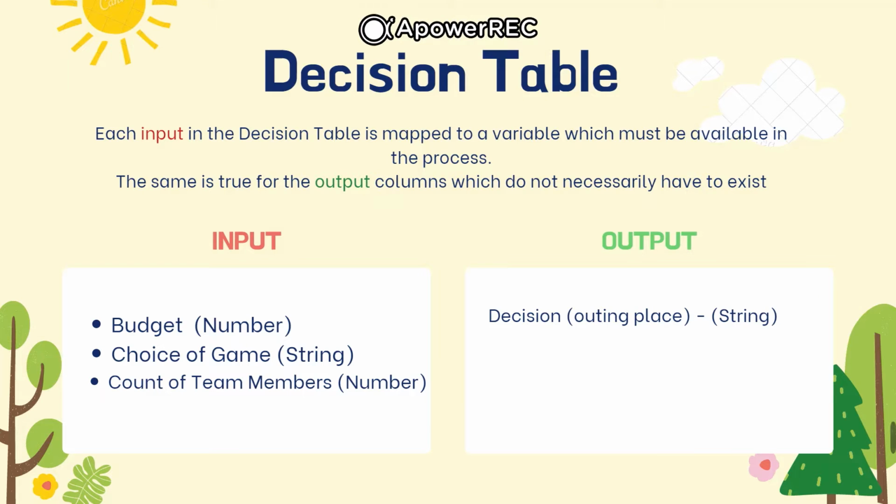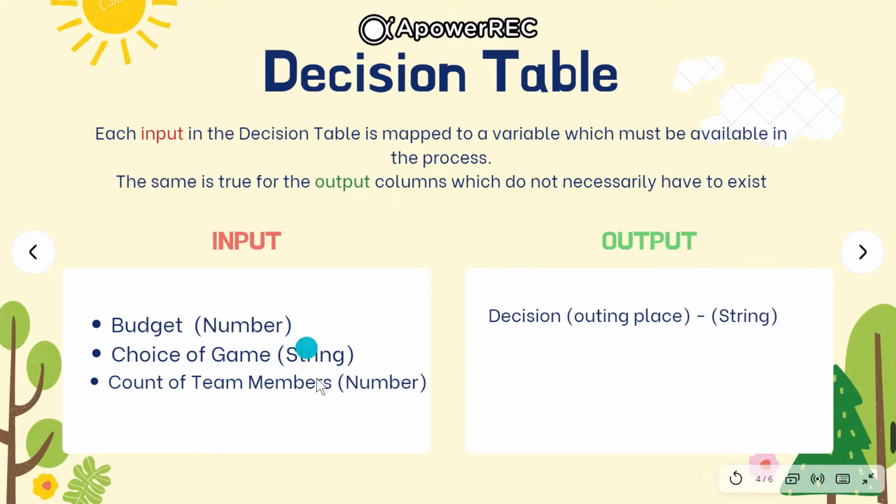We are getting all these inputs from the user task having a reference form, and these inputs are budget, which is a number field. Then we have choice of game, which is a string field, which tells us what type of game the players or members are interested to play. And then the third field is count of the team members: how many members are going to be part of this team activity?